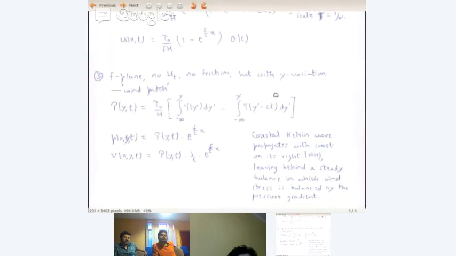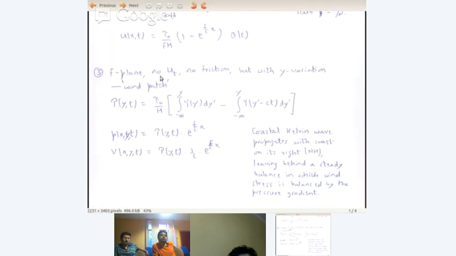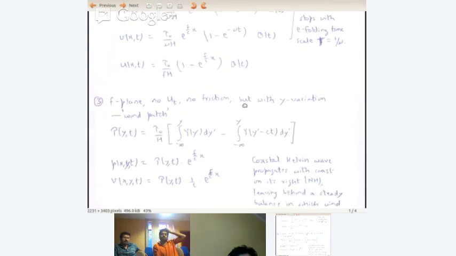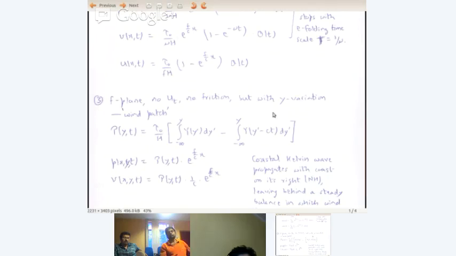The third solution was again f plane, no ut. So we are assuming a longshore geostrophy throughout, no friction, but now with y variation. So it's a modification of the first one, but now the modification is not that we add friction, but that we add y variation. So basically, we're looking at what's called a wind patch.